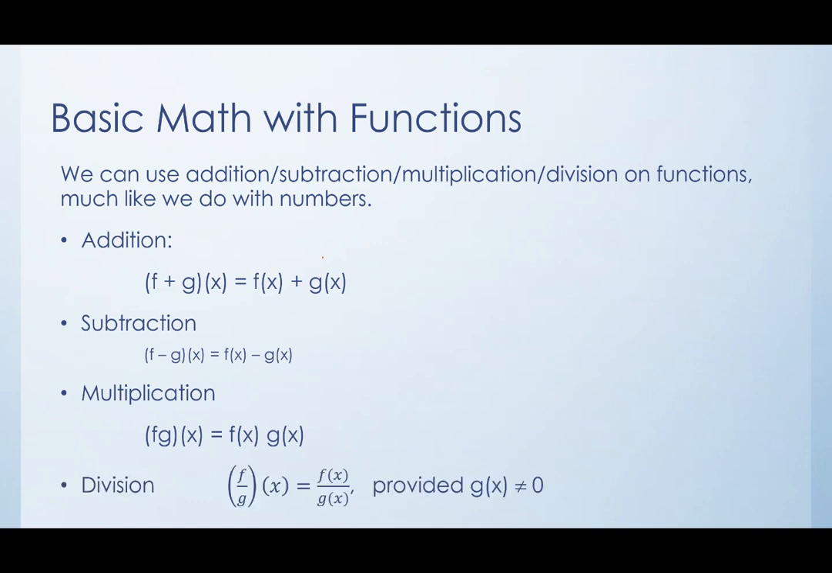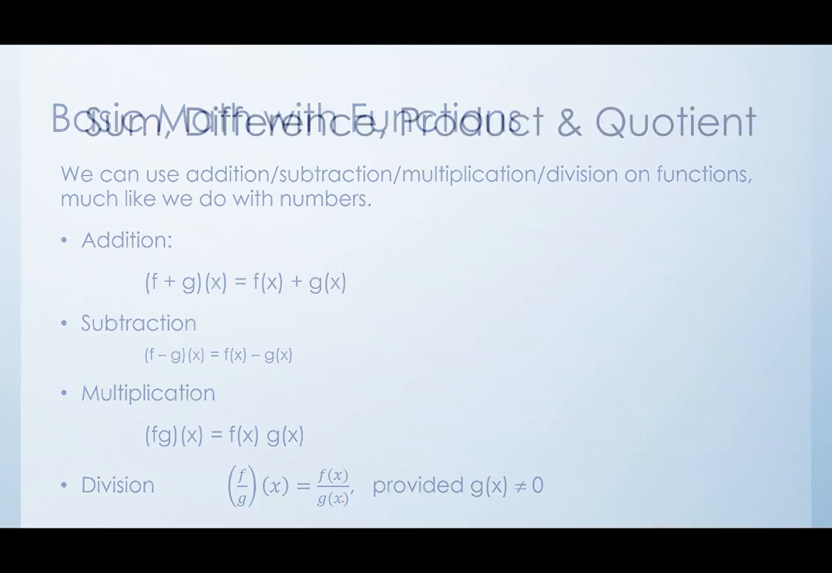And the one that's a little bit weird is division. So f over g of x is going to be f of x over g of x, but we can't let g of x equal 0, because of course that would cause a divide by 0 error. So we're going to have to potentially modify the domain when we're dividing functions.